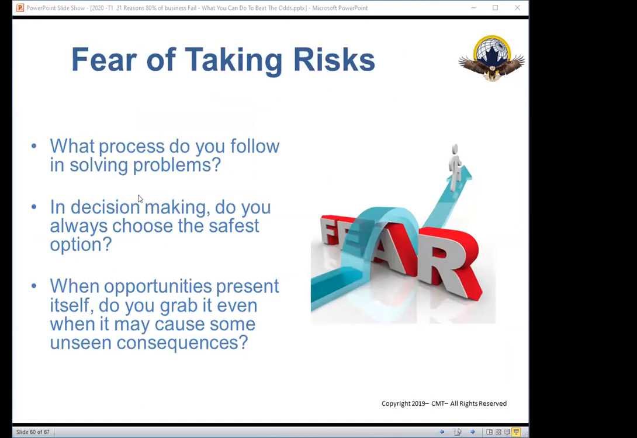So, fear of taking risks. What process do you follow right now to solve problems? In your decision-making process, do you always choose the safest option? And when opportunities present themselves, do you grab them even when they may cause some unseen consequences? Remember what I said about the easy way.